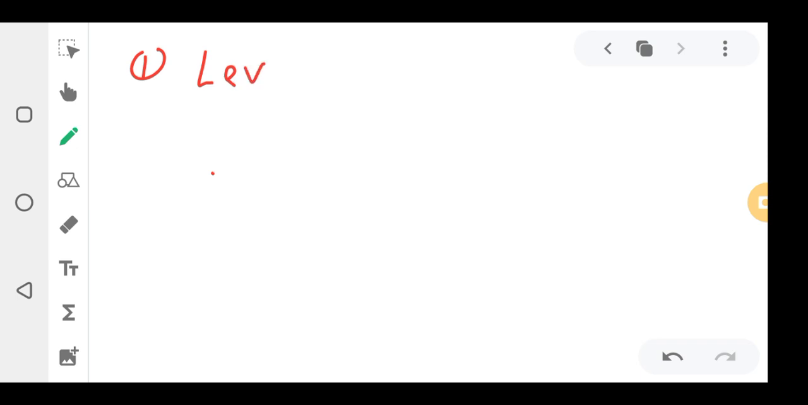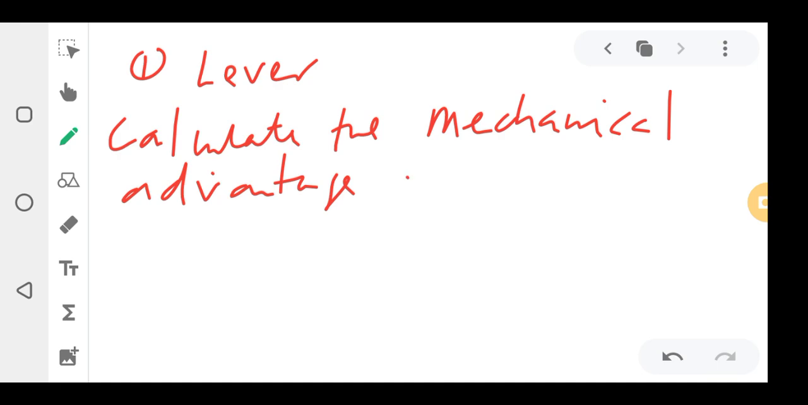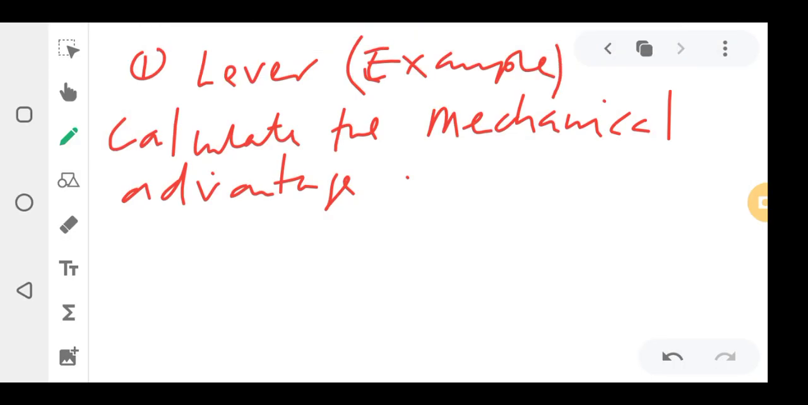Okay, this is a lever. The question is: calculate the mechanical advantage. It's an example. Example one. So what do you have?